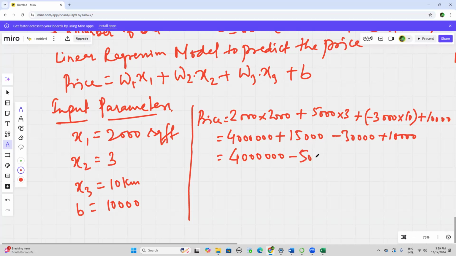Now when you do this calculation, it will come to 4 million, and then you perform the minus and plus. So this is how much? Four million. So 4 million, then you add 15,000, subtract 30,000, and add 10,000. Anyway, you will get some number like this. So this is how the price is calculated. Is this clear?